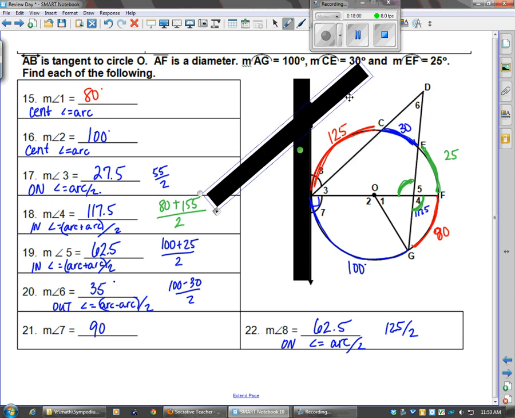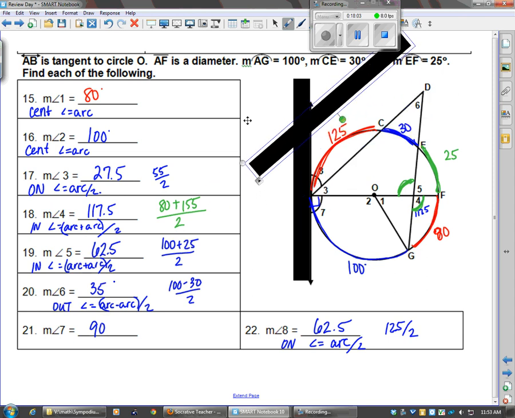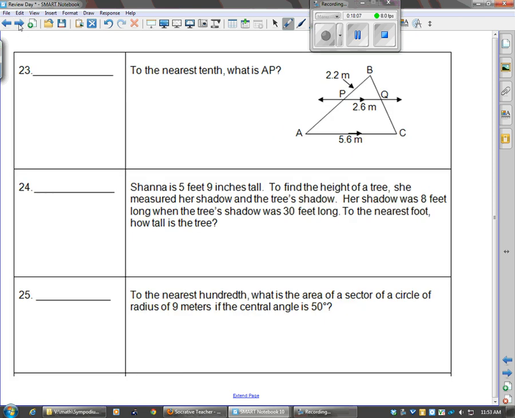Okay? Use those strips of paper, y'all. They really help. And if you need more help on this, go see your teacher in person so that he or she can help you. Okay, review problems. These are going to be on the test.